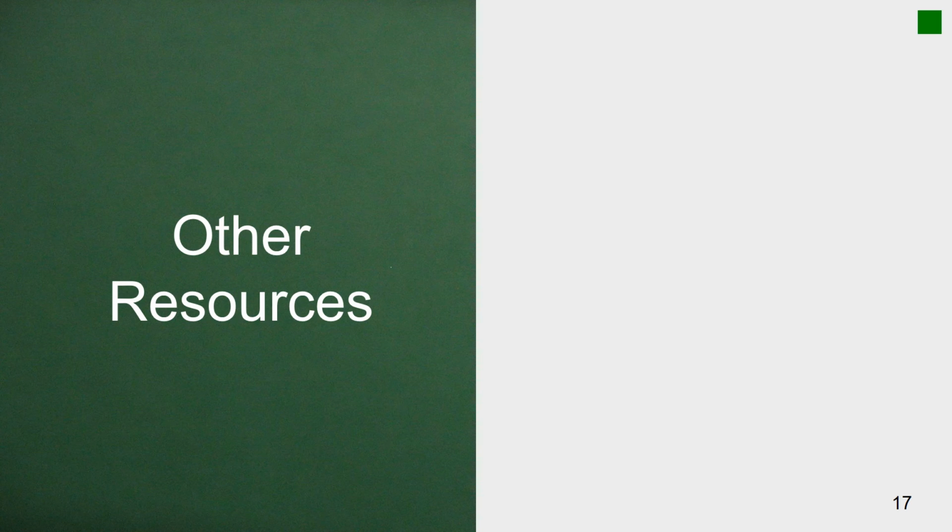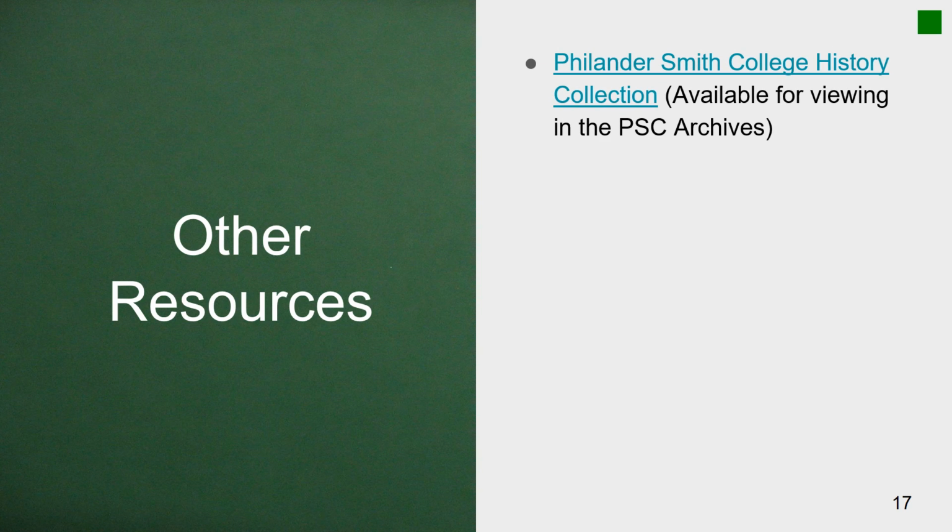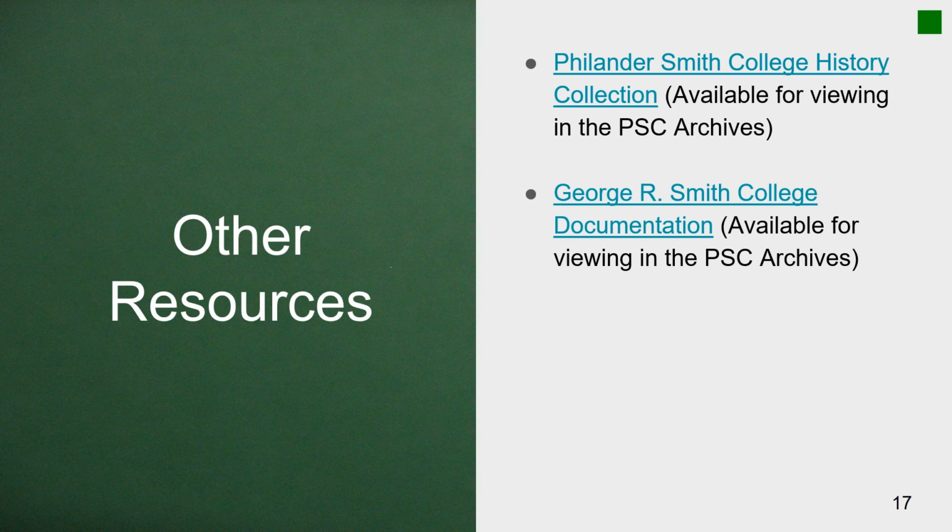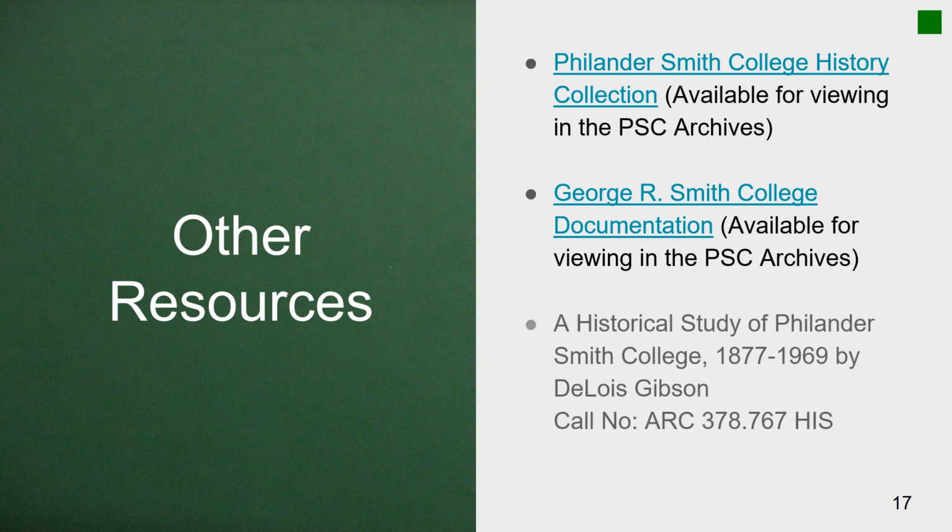Now, just about everything in the Philander Smith College archives is related to the history of the college, but if you want some background information about the founding of the college, please feel free to come by the archives and browse through the PSC History Collection, the George R. Smith Documentation Collection, and also read Lois Gibson's Historical Study of Philander Smith College, 1877 through 1969. And again, all these items are available for viewing in the archive.